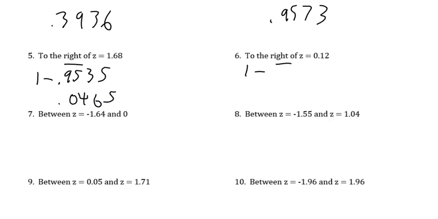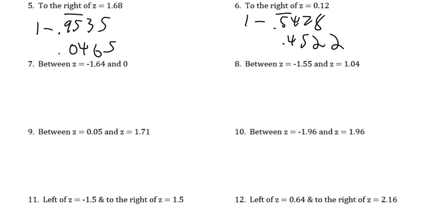Okay, number 6, to the right of 0.12. So you look up 0.12, so 0.1, go over 3 columns, and that's going to be 0.5478. Then when you subtract those two, you're going to get 0.4522.